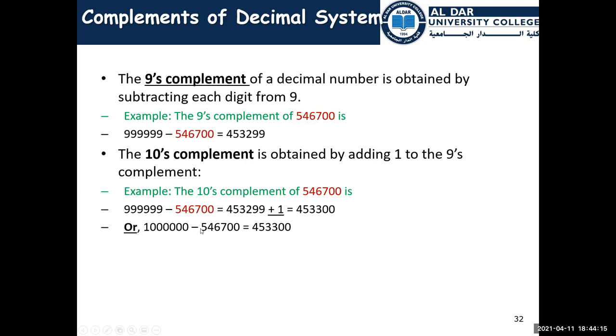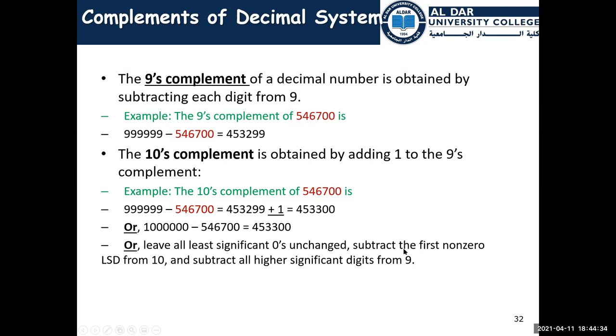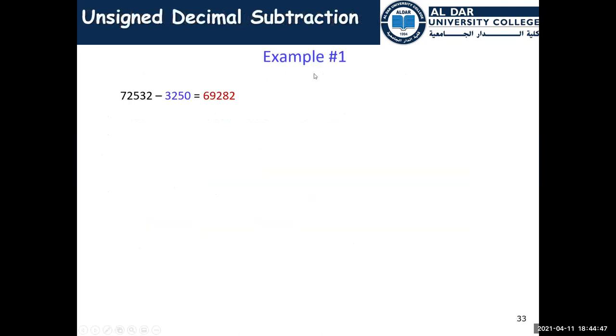For example, here we can have the tens complement directly by subtracting from how many positions. This is 6 positions, 1 million. We subtract this number from 1 million to get the tens complement. There are very common ways to do that, but I will tell you about that in the twos complement, where it will be more direct. So now we can subtract that number from zeros. Okay, let me have an example here.